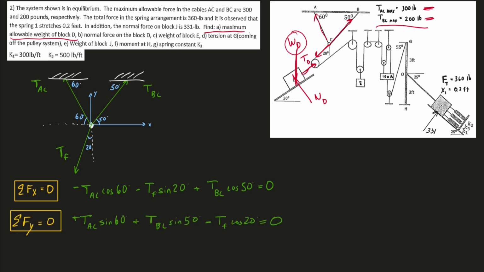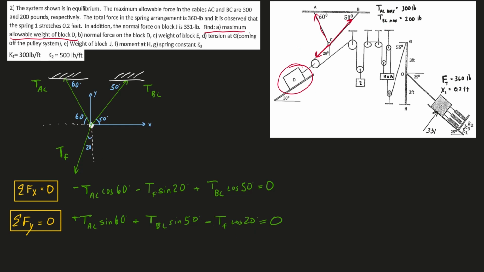For my sum of forces in y, I have TAC sine of 60. That's going to be going in the positive y. TBC sine of 50. It's also going to be a positive y component. And TF cosine of 20 going in the negative y direction.